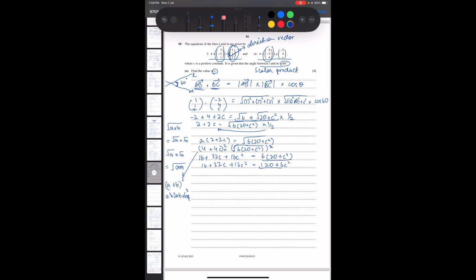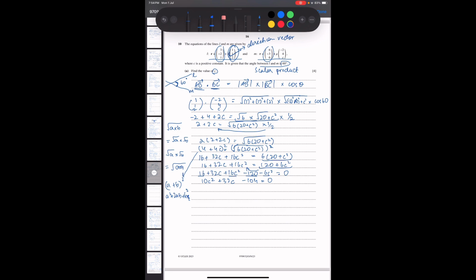Now I'll take these terms to this side, and it will be 16 plus 32c plus 16c squared minus 120 minus 6c squared is equal to 0. Now 16c squared minus 6c squared will become 10c squared plus 32c as it is, and 16 minus 120 is minus 104 is equal to 0. Now we can simplify it further also.